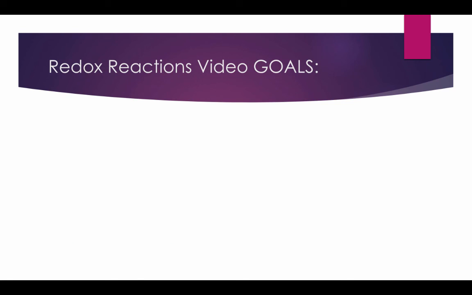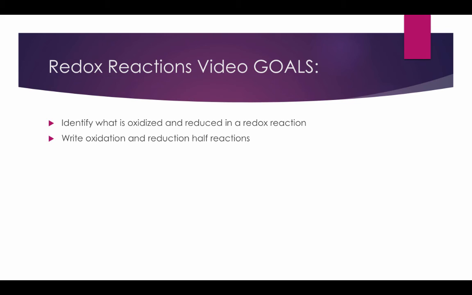That brings us to the end of this video. Let's review our goals. First, we learned to identify what is oxidized and what is reduced in a redox reaction, with the oxidized atom losing electrons and the reduced atom gaining electrons. Then we learned to write oxidation and reduction half reactions. And finally, we learned to balance redox reactions for mass and charge using the half reaction method.